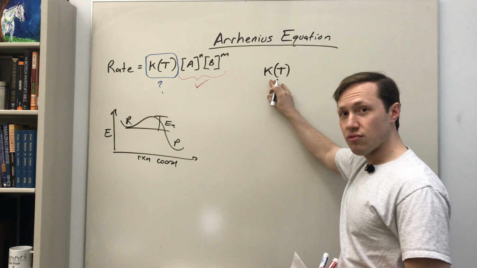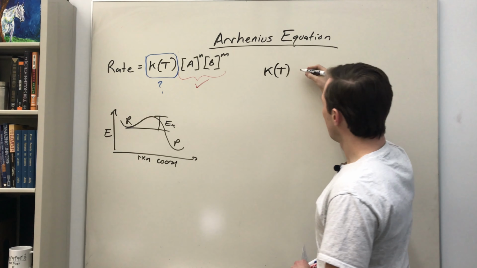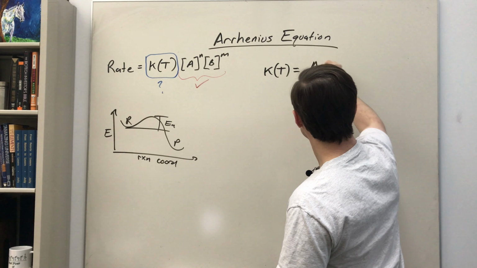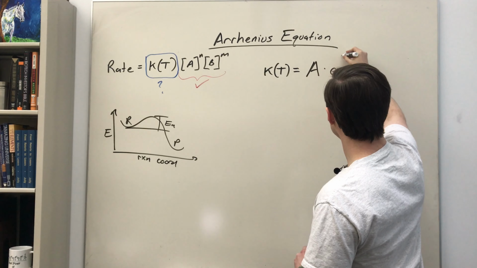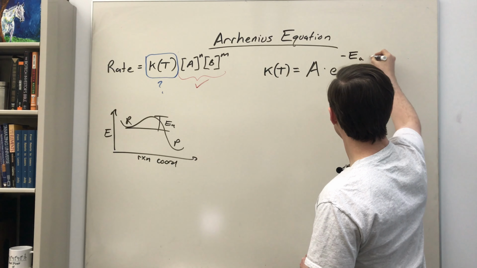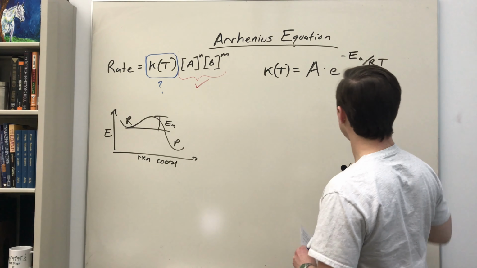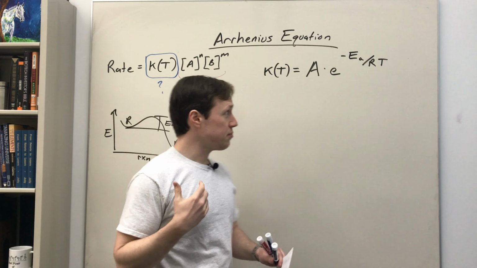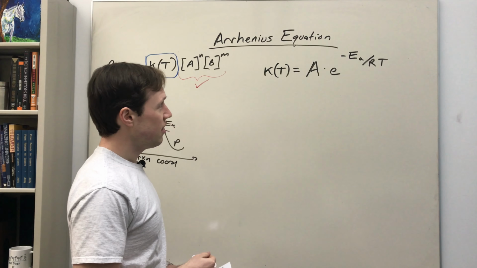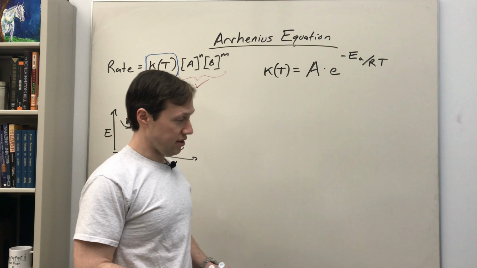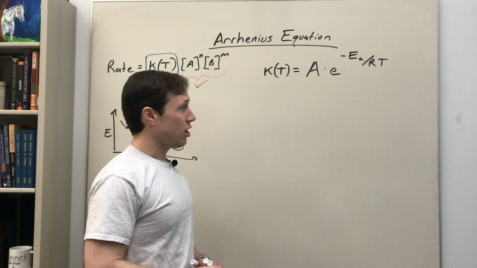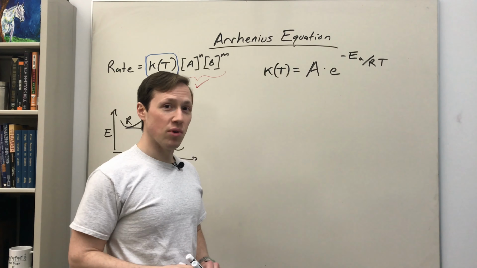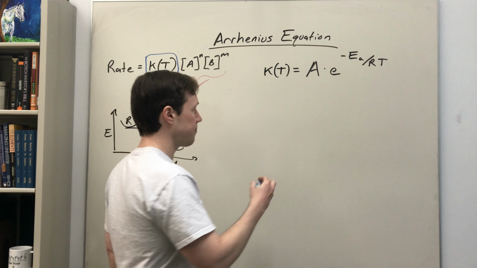Our reaction rate constant k is equal to A times e to the minus Ea over RT. Now, looking at this particular equation, there are a lot of unknowns in here, or I should say a lot of symbols anyway. Let's break down what each of those means.